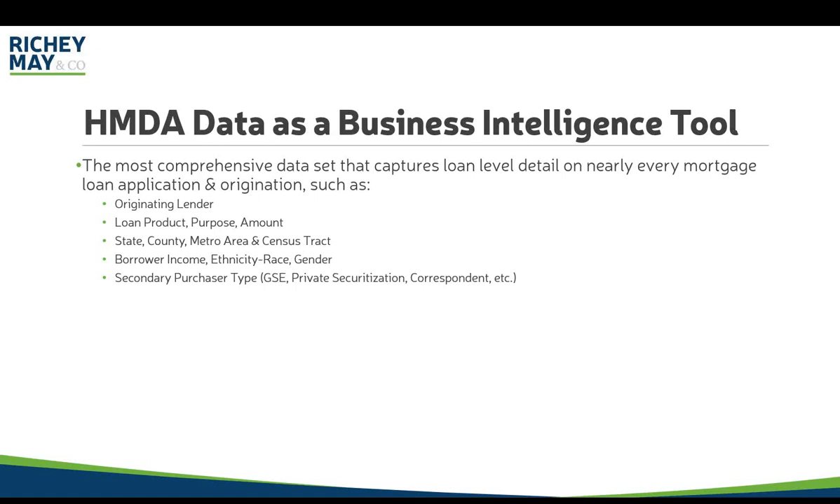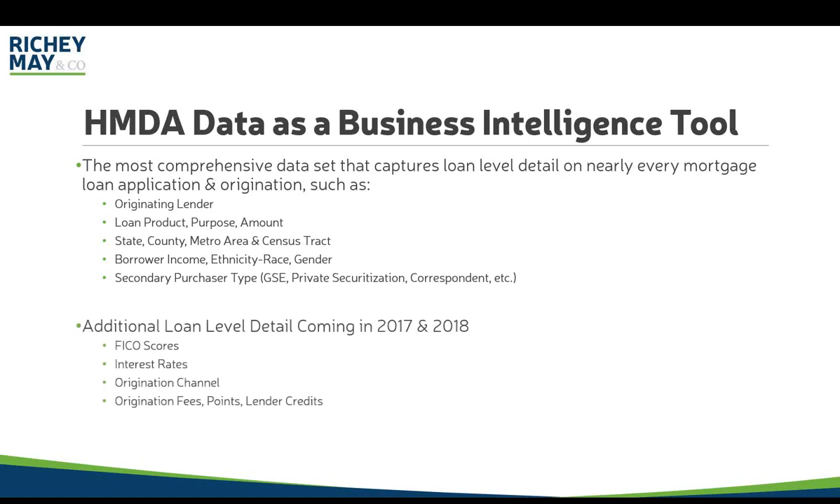Some of the prominent data fields reported on include originating lender, loan product, purpose, and loan amount, geographies such as state, county, metro area, and census tract, and then borrower information as well, like income, ethnicity, and race. And as many of you will know, the CFPB has approved adding some additional fields to the HMDA reporting. That's going to make this information that much more powerful. Some of these new fields include FICO, interest rate, origination channel, origination fees, points, and credits.